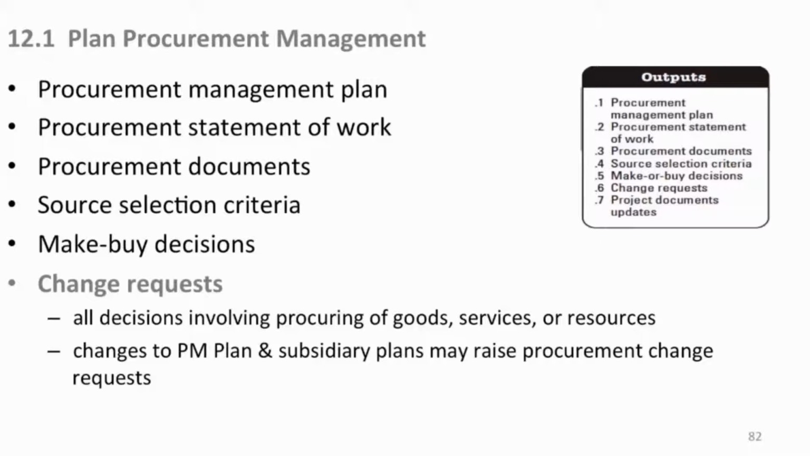Changes to your PM plan and its subsidiary plans may raise procurement change requests. As your actual documents may change throughout the life cycle of your project for whatever reason, that may have an impact on items that you have out there bought. You need to consider whether you need a change order for them, or if you're in the bid phase or preparing your procurement statement of work, you may also need to make some adjustments depending on what happens with these. So you've got to consider all that.